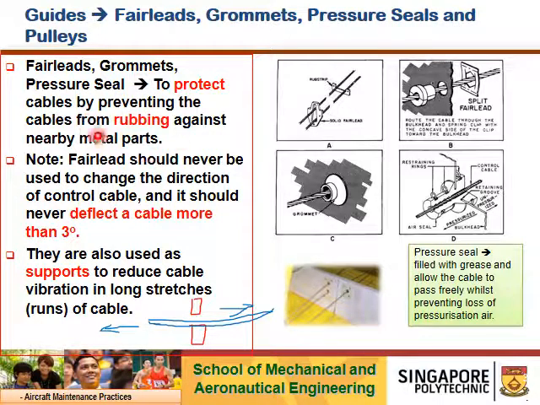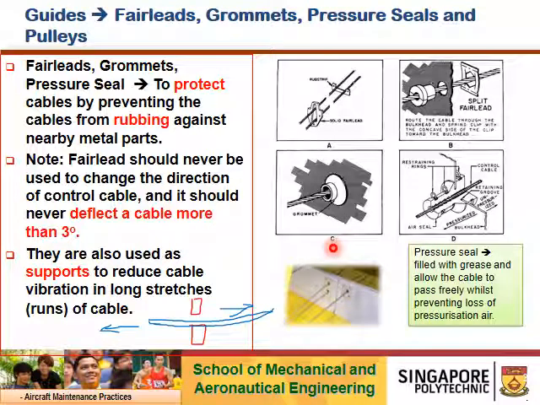So to prevent such occurrence, they will have fairleads. They came up with fairleads, grommets, or even pressure seals to protect the structure from abrasion or chafing, rubbing by the cable. So very simple. If such occurrence happened, we just need to replace the fairlead, which is only maybe 100 USD or cheaper, and the amount of work just to replace will be less time consuming compared to replacing the whole floor beams or the repair work carried out.